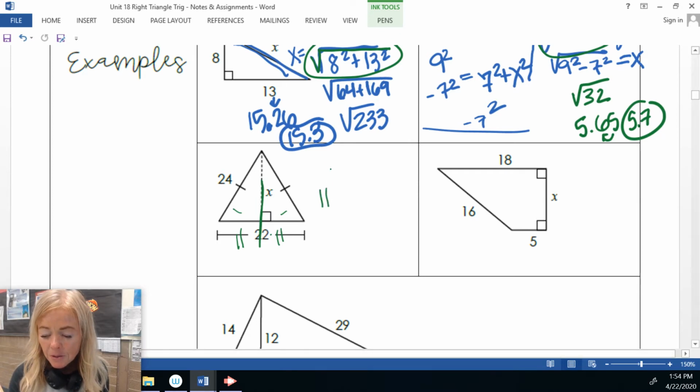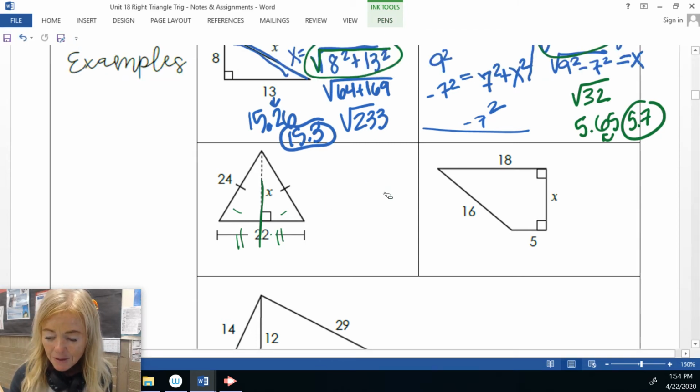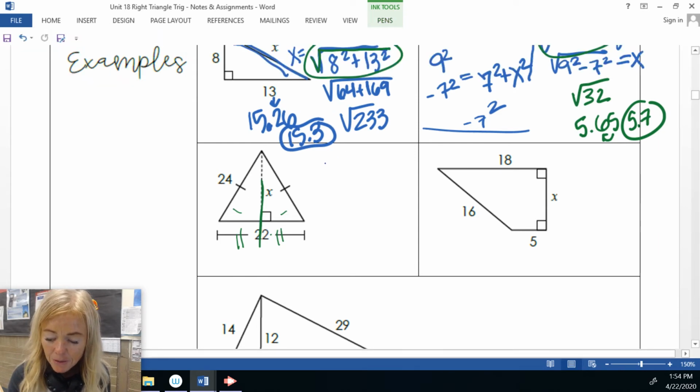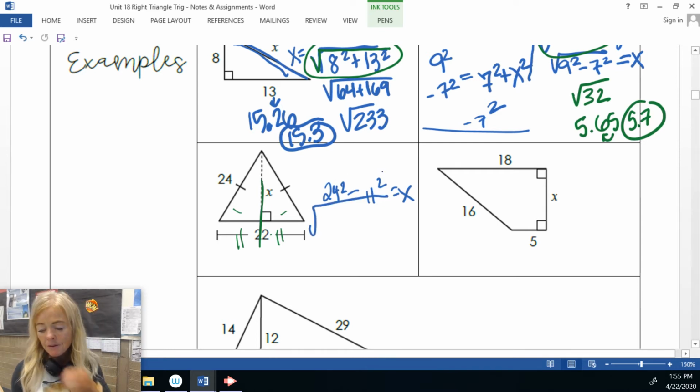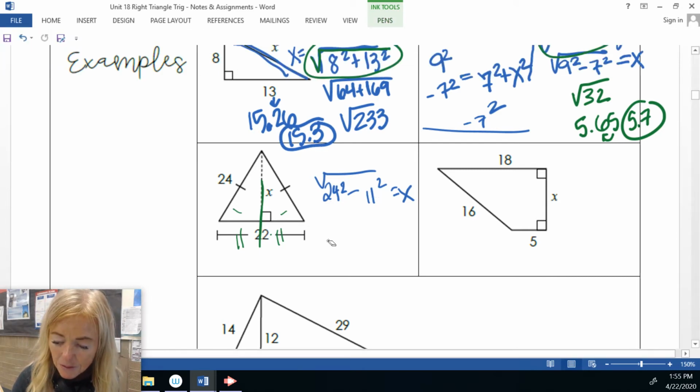You would have 11 squared plus 24 squared equal to, oh wait, that's not right, sorry, I'm going to have to erase that. I'm getting distracted because it moves down so far. You have the hypotenuse, 24 squared, minus the leg squared is equal to x squared, or under the radical. All right, we'll just erase that.